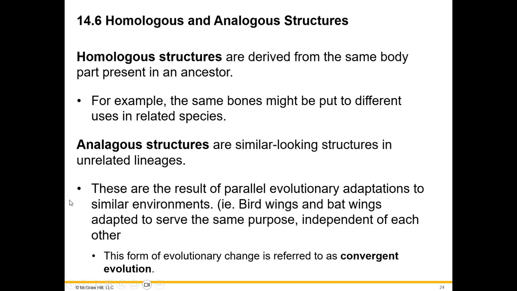So one example of that is bird wings and bat wings. Even though they are so similar in structure, they were just developed in a parallel way. So independent of each other, not one coming from the other. This form of evolutionary change is referred to as convergent evolution.